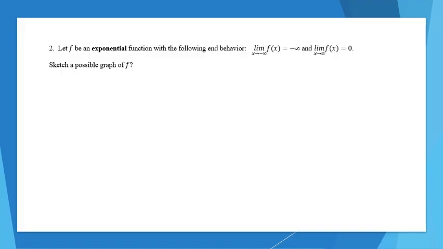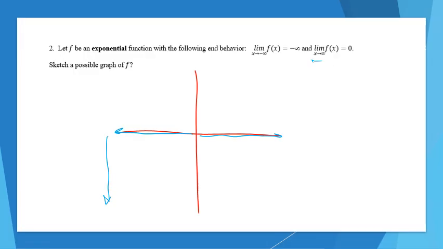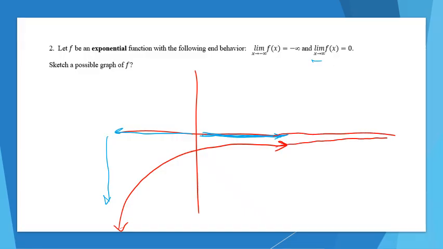Number two, let f be an exponential function with the following end behavior. Here, let's sketch a possible graph of f. So we know the limit as x approaches negative infinity. As we go to the left, this is approaching negative infinity. And the limit as x approaches positive infinity is approaching 0, right? It's going to get closer and closer to 0. So a good exponential function should be one that kind of looks like this. It's always going to be increasing. This one should always be concave down. But as we go to the left, it's shooting down. And as we go to the right, this is going to get closer and closer towards 0, but not touch it.